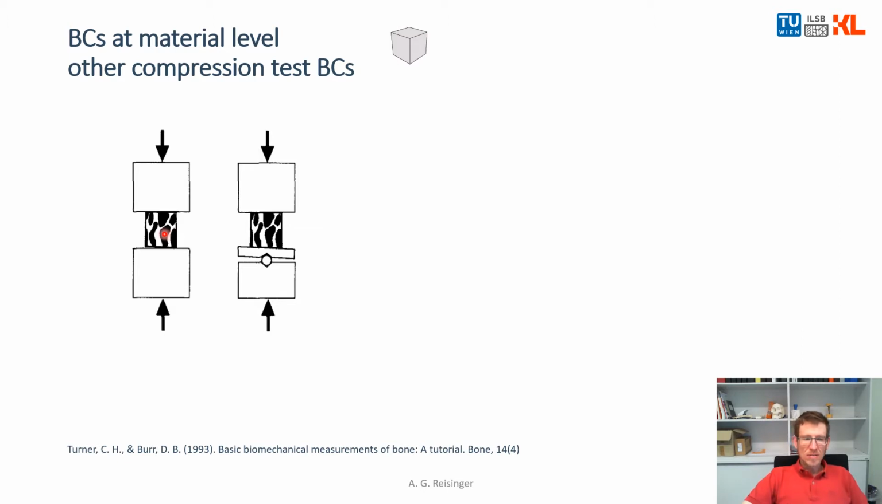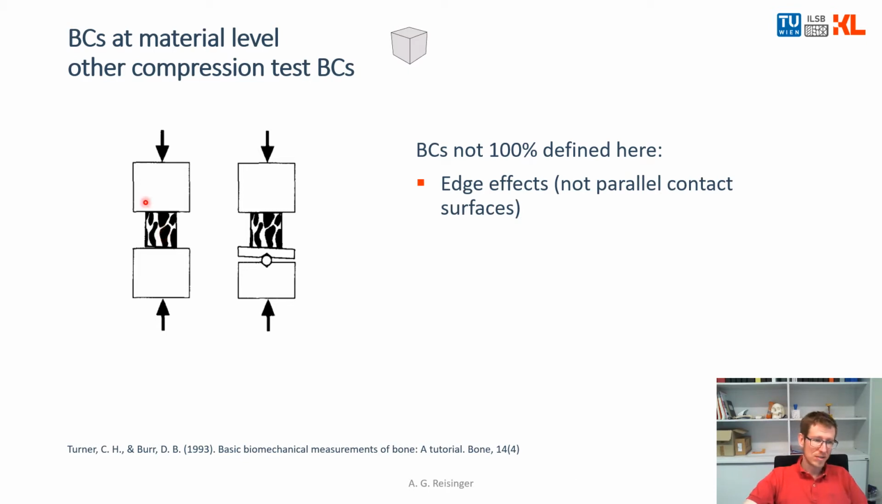This is done quite often, and you think it's simpler, and it is simpler to do, but what is happening in the sample is much more complicated. So I would say the boundary conditions are not 100% defined here. Why? Because you have edge effects. You see on the left side that the upper surface of your sample is in contact with the plate, but the lower surface of the sample is not totally in contact because it's a little bit inclined. These 2 surfaces are not completely parallel. What does that mean? If you compress the sample here, then the sample is in contact first on the right side and only after a certain displacement on your left side.